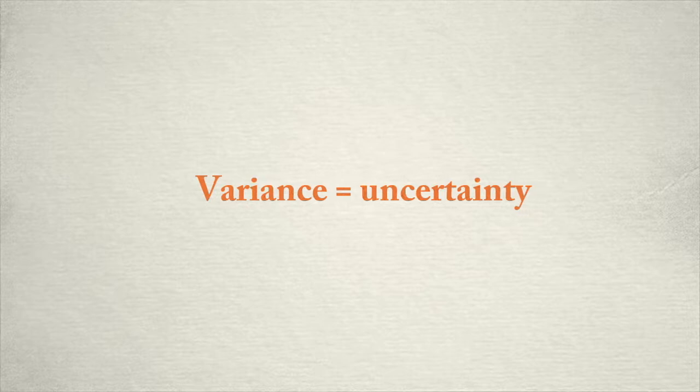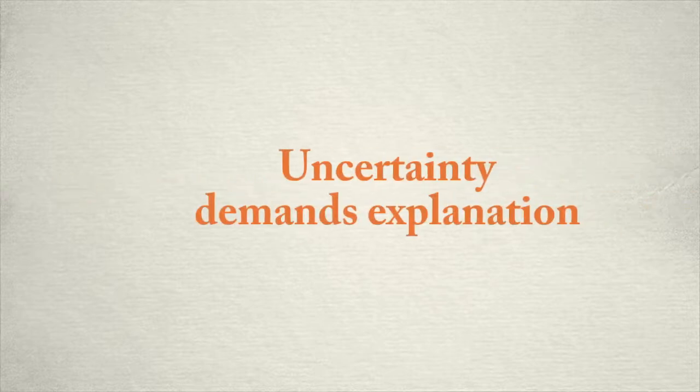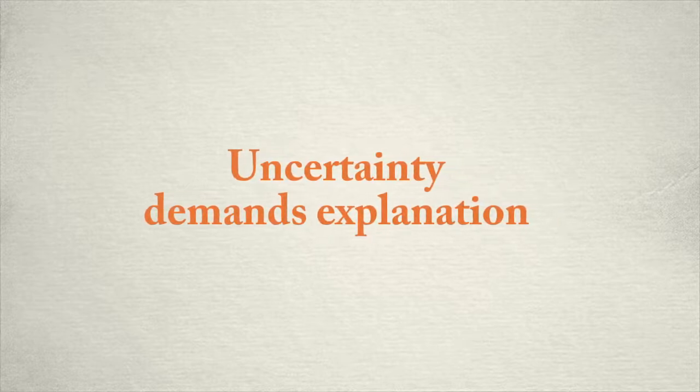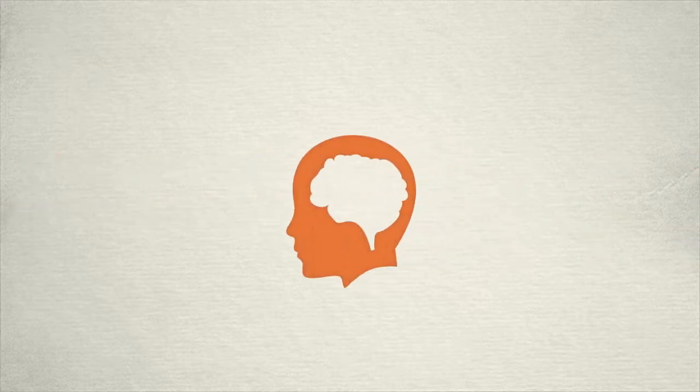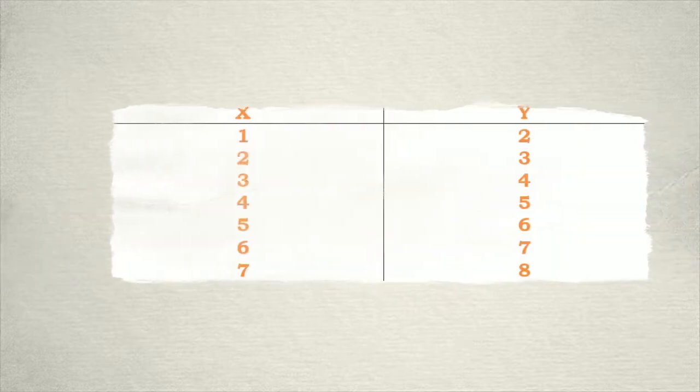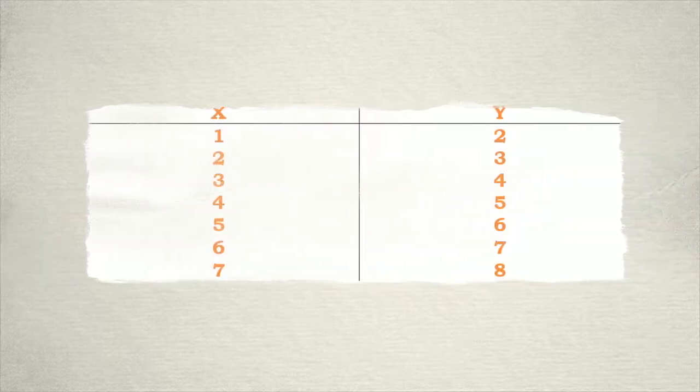What this means is that variance introduces uncertainty. One of the major points of statistics is to explain things that are uncertain. I contend that you already intuitively understand this process. Here, let me show you. Let's play a little game. What's the pattern in these data?